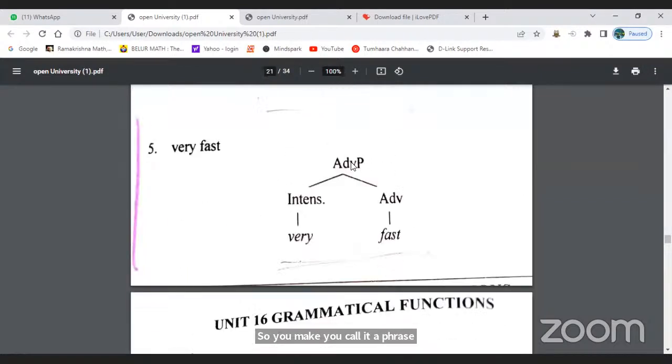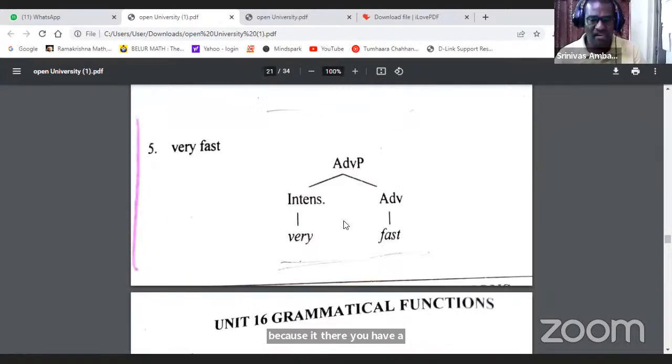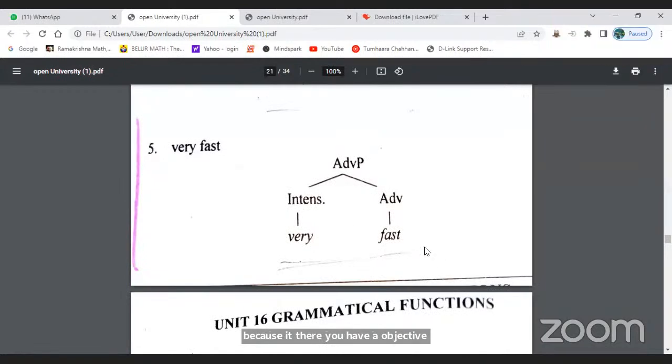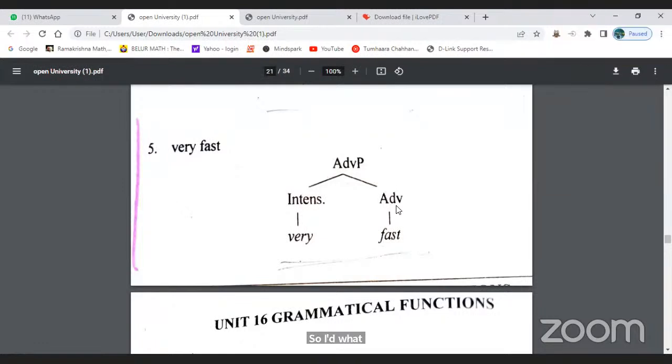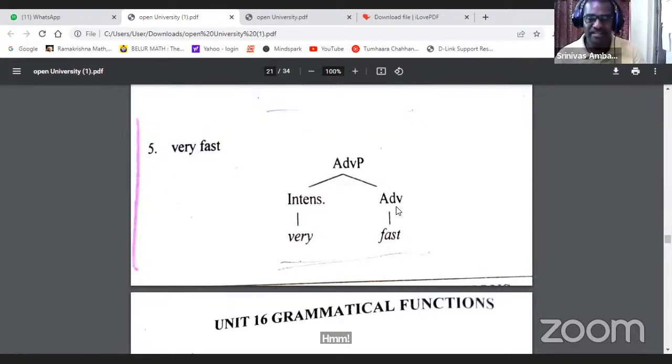Next, here this also: very fast. Very is an intensifier and fast is an adverb. So no verb, no noun, so it is a phrase. But what phrase? Adverbial phrase. Is that clear?